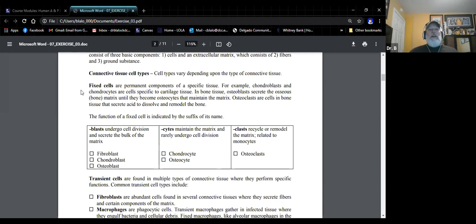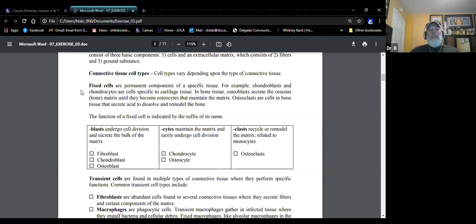Now, a cyte, these would be maintenance cells. These cells are just involved with maintaining the extracellular matrix. So when we talk about chondrocytes and osteocytes, those would be helping to maintain the environment without building new ground substance or tearing it down. And then a clast type cell is one that is going to recycle or remodel or reduce the extracellular matrix, like we see with osteoclasts.